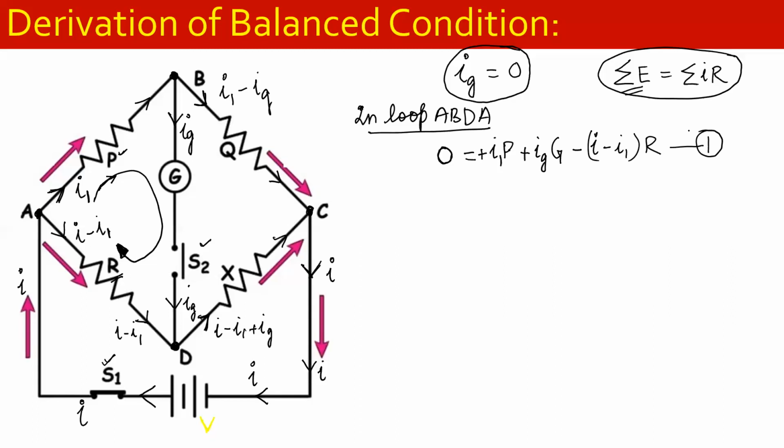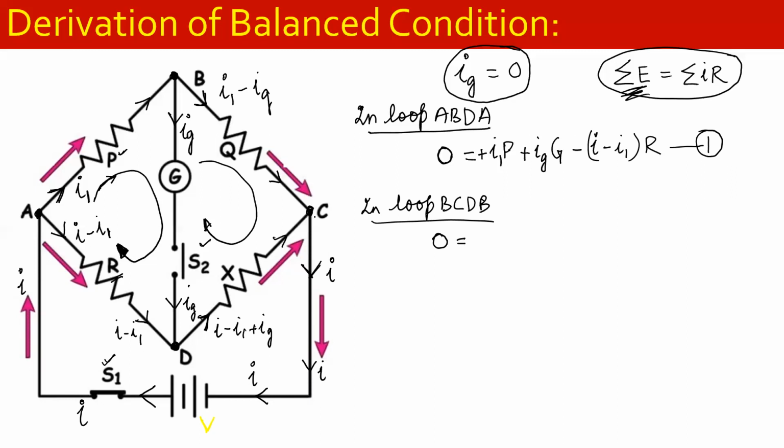Now we can select another loop, and I am selecting the second loop as loop BCDB, and I am assuming here also a clockwise direction. It's up to us to assume clockwise or anti-clockwise. As KVL is a very intelligent law, if you assume the direction anti-clockwise also, you are going to get the same result as we are going to get through the clockwise direction. So here also we don't have any battery, so the summation of EMF will be 0.